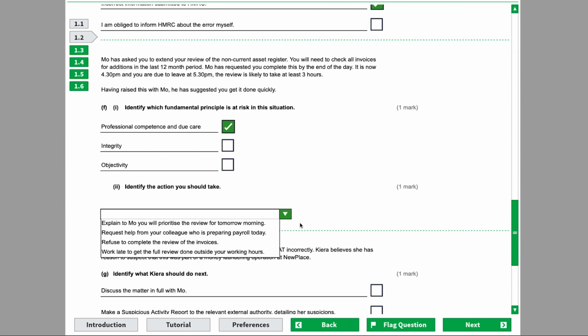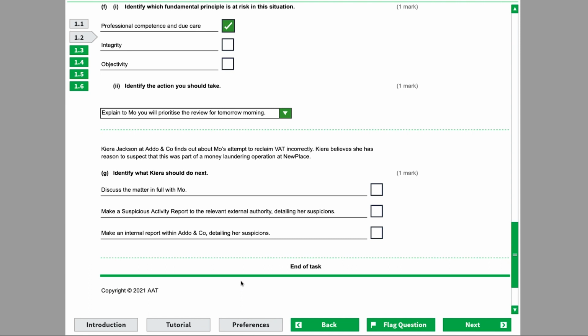And then the last option, work late to get the full review done outside your working hours. Again, it's not an ideal situation, and it's not that at times you may not have to work late, but equally it's not something that ideally you would want to get into the habit of doing, because you should be able to do the work that is given to you within working hours. Like I said, at times during your career, you will have to work late on occasion to get something done, but it's not something ideally that you would want to make a habit out of. So that would be option number 1.